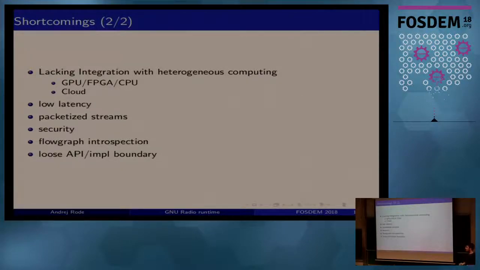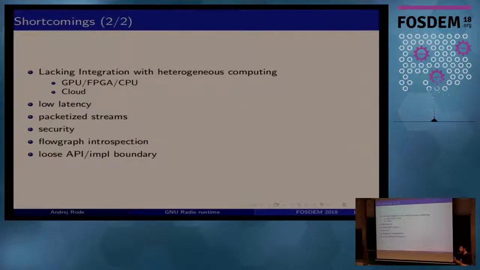At least for the GPU side, there are at least two or three projects who implemented OpenCL and even had buffer passing between blocks. Since the runtime doesn't know anything about this, it was like fingers crossed: I just pass between one GPU and then keep my data on it so I can use the maximum performance. But also cloud or, say, remote computing: I want to run a flow graph and I want to hand off certain parts to other instances of my cluster or something.